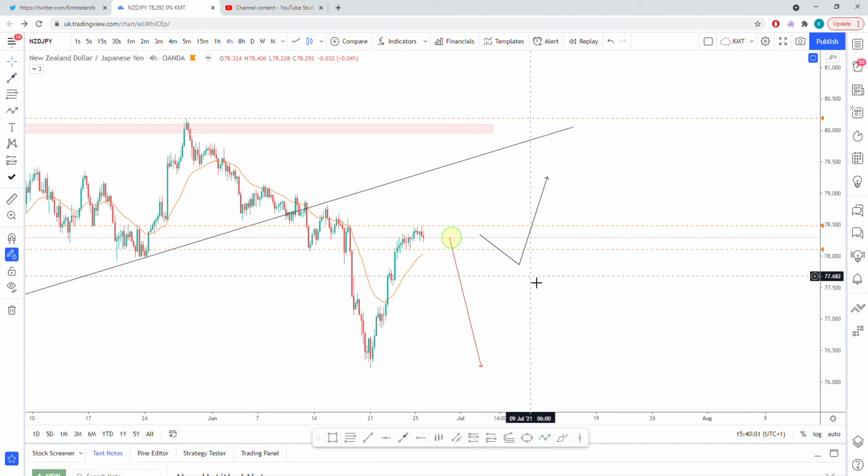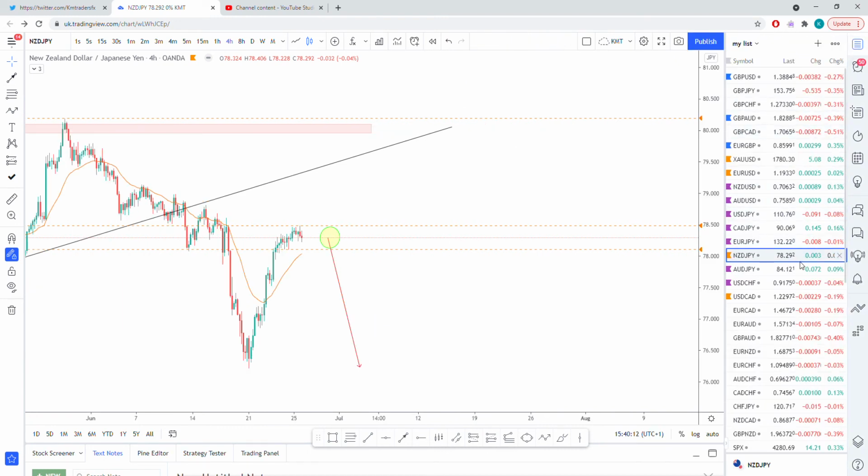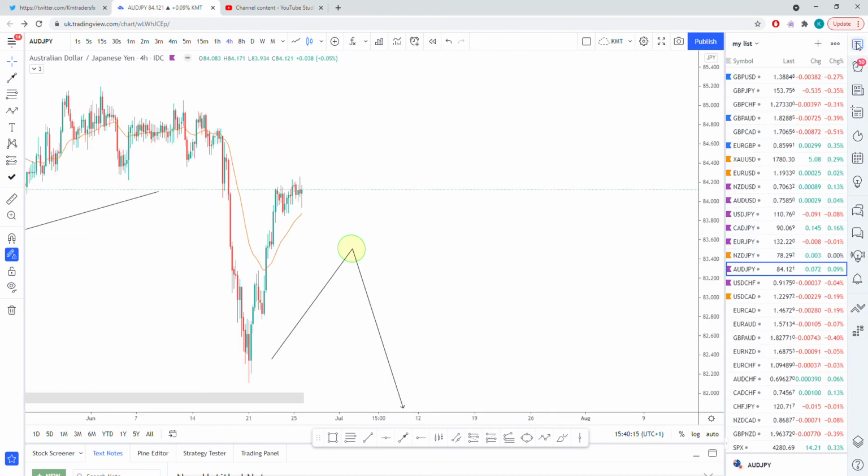So yeah, something that could be there, but for now I just want to say that I think price has the ability to push lower. If I'm wrong, I'm wrong, but perspective is everything, so we can change that analysis over the next few days, and that's obviously the beauty of trading.